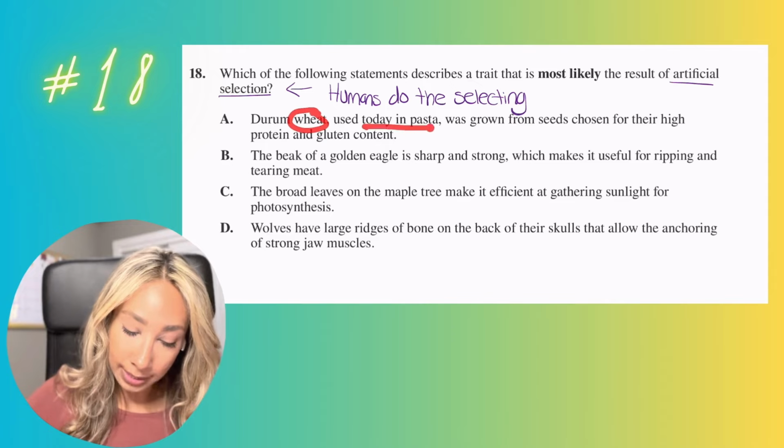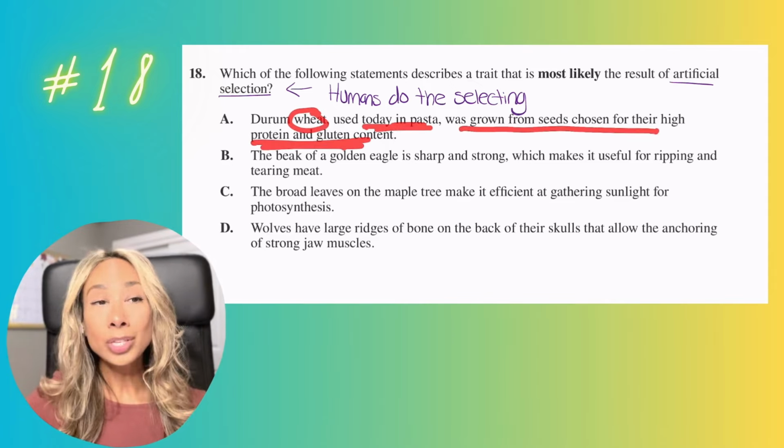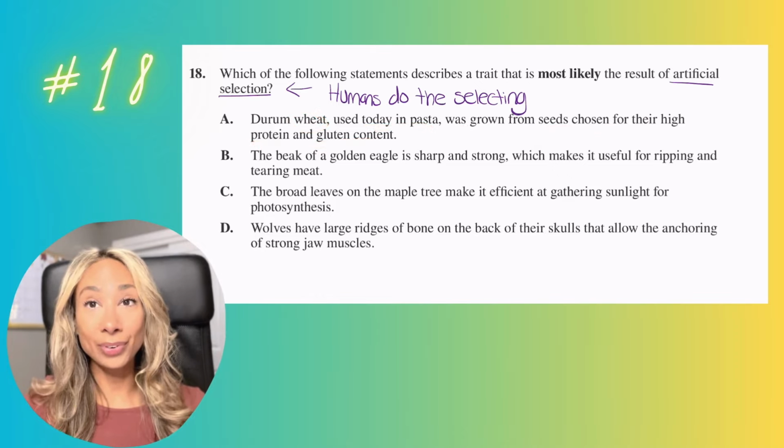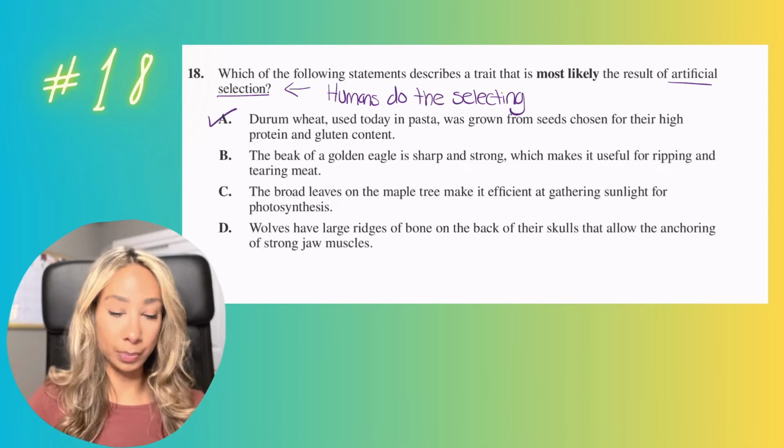So it says here we've got a wheat. It's used today in pasta, was grown from seeds chosen for their high protein and gluten content. So that means we've probably chosen it for a reason and continue to use it for our pasta. So I do like that option. Let's look at the rest just to be sure.